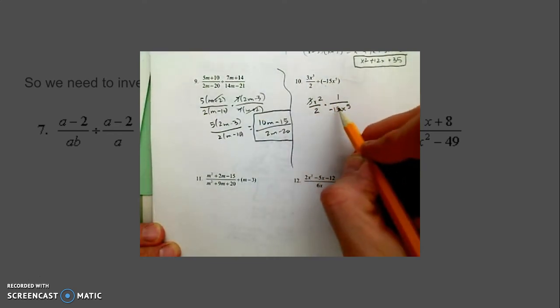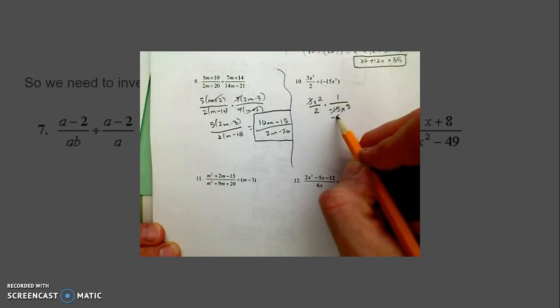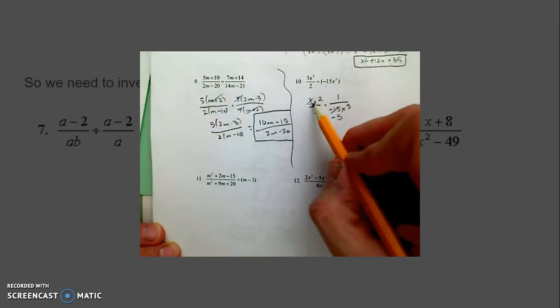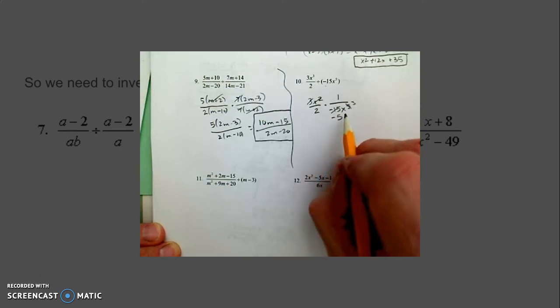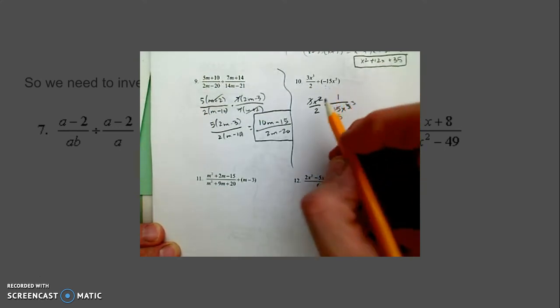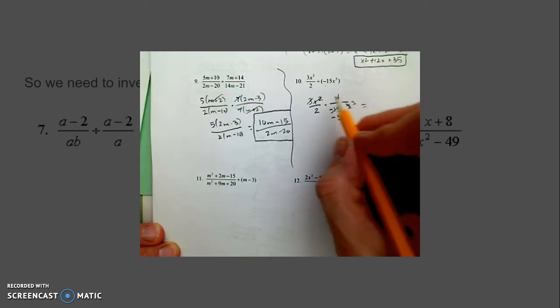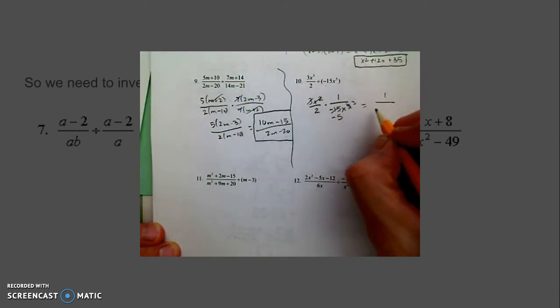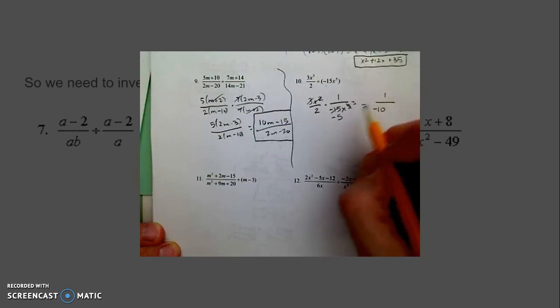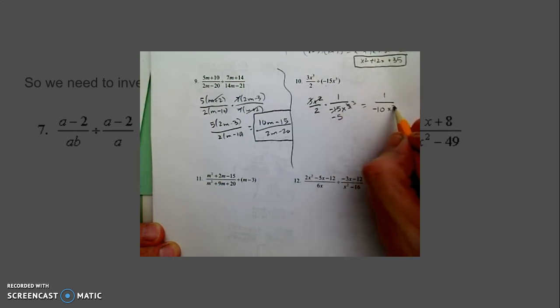3 divided by 3 is 1. Negative 15 divided by 3 is negative 5. I have 2 copies of x here. That pairs up with 2 copies of x here, leaves 3. All my factors in the numerator have been divided out, so I have just 1. 2 times negative 5 is negative 10. x to the third.